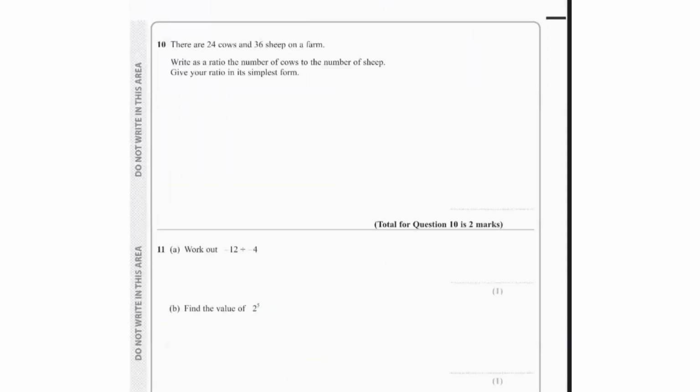Question 10 says there are 24 cows and 36 sheep on a farm. Write as a ratio the number of cows to the number of sheep, giving your answer in the simplest form. So 24 is to 36. Both of them are divisible by 12. So that's 2 is to 3. We can't further simplify it, so this is our answer.